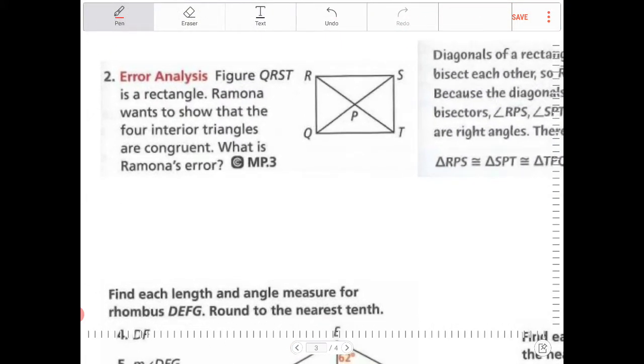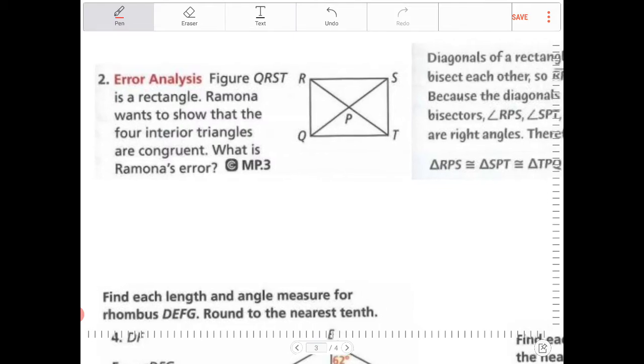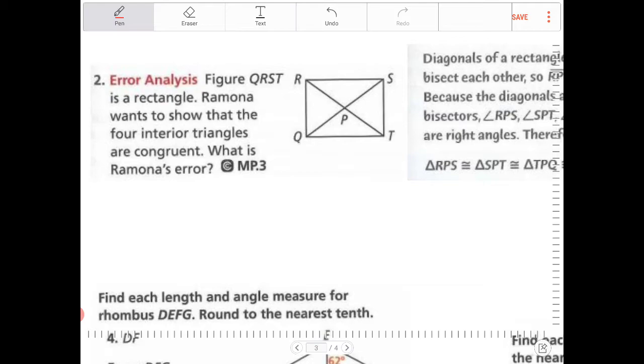All right, question 2, error analysis. Figure QRST is a rectangle. Ramona wants to show that the four interior triangles are congruent. What is Ramona's error? So it says QRST is a rectangle. If that's the case, then the opposite sides are congruent. Adjacent sides do not necessarily have to be the same length. And because of this, you can clearly see that they are going to end up being different triangles.